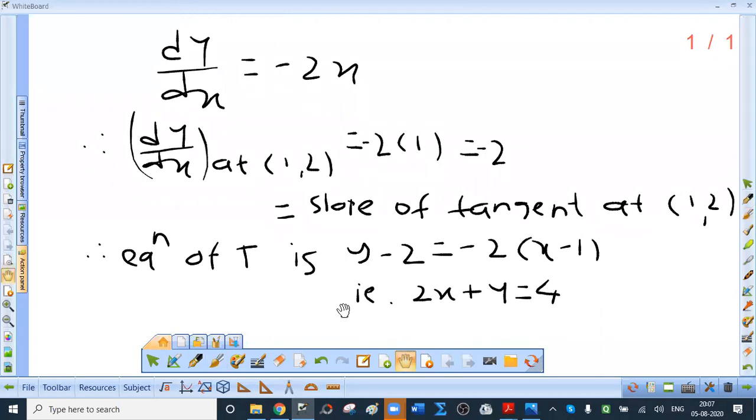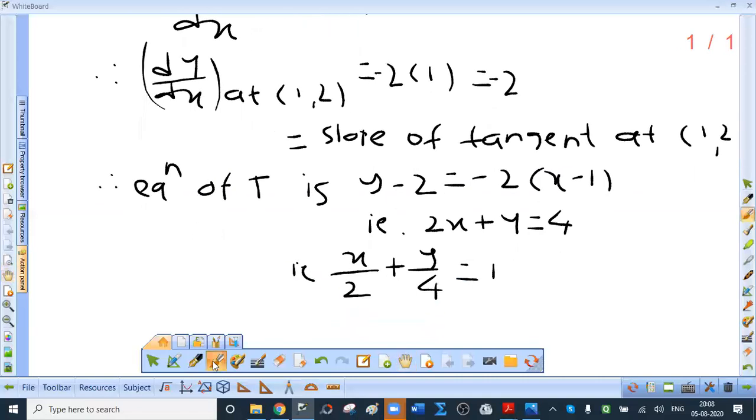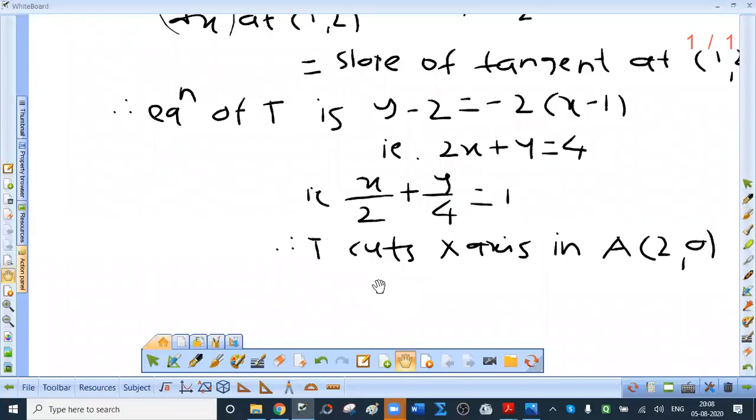Now see how I write this equation. That is x upon 2 plus y upon 4 equal to 1. I hope you know this. This is called the double intercept form. So I can say after this, therefore, tangent cuts x-axis in which point? A(2, 0) and y-axis in which point? B(0, 4).